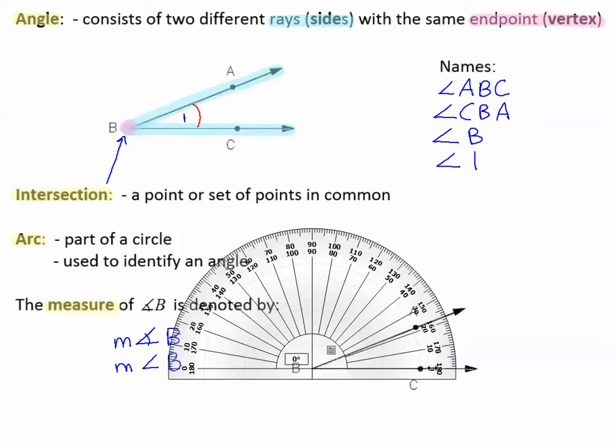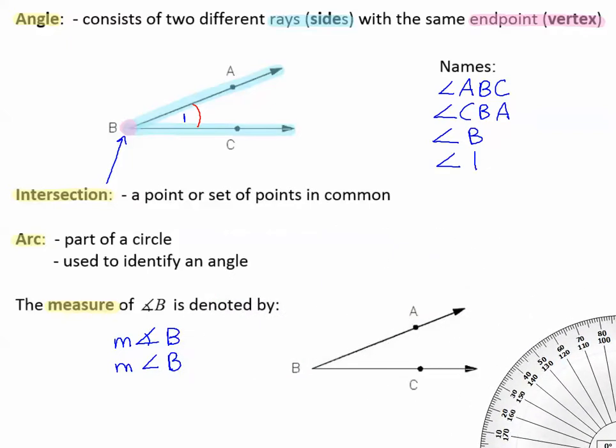So I see that this says 0, and then 10 degrees, and then 20 degrees, and then I notice that it's 2 tick marks past the 20-degree mark. So this angle would measure 22 degrees. Let's move this out of the way, and we can write that this measure is equal to 22 degrees. The measure of angle B equals 22 degrees.